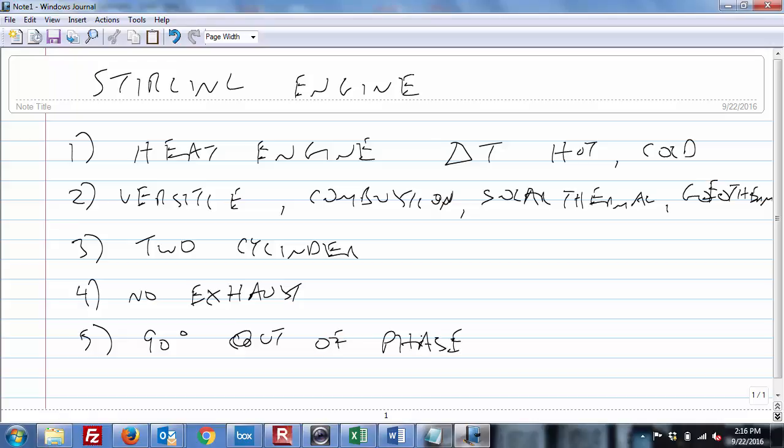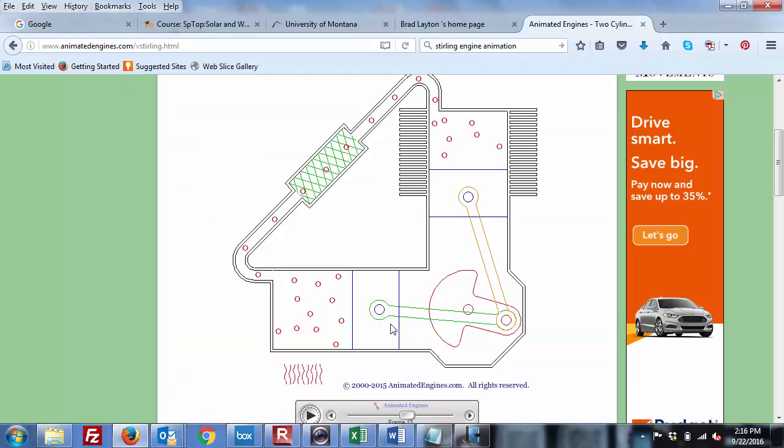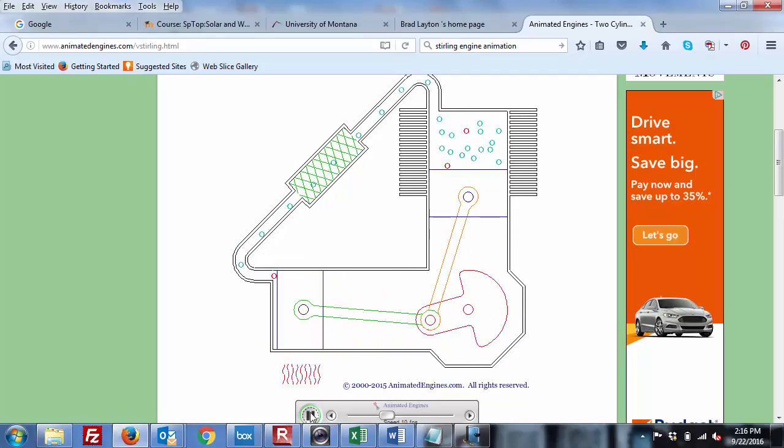So I'll just read through this again, so my handwriting's really suffering. So it's a heat engine, number one. There is a delta T, so there's a hot side and a cold side. It's versatile in that you can run it with combustion, solar thermal, or geothermal. There is a two-cylinder style. I've just noted that there's no exhaust and that the two sides are 90 degrees out of phase. So we just kind of play that again.